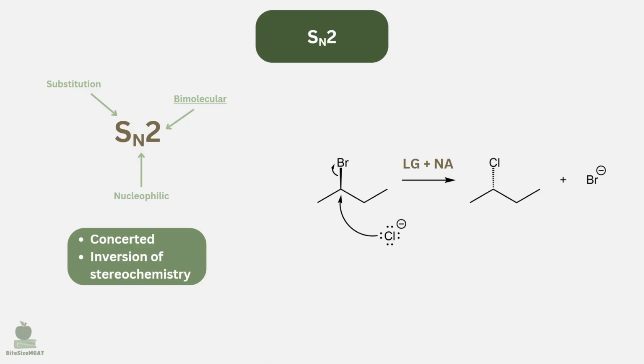So, SN2, nucleophilic substitution reaction that is bimolecular. This is a concerted reaction where the nucleophile attacks and the leaving group leaves at the same time. This results in an inversion of stereochemistry.